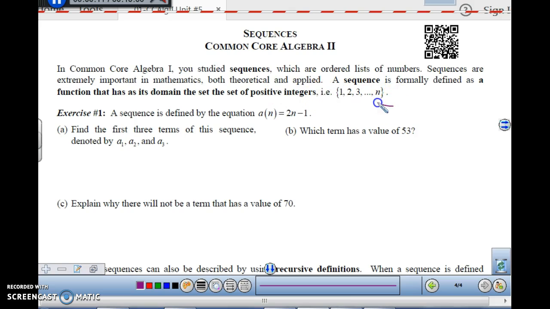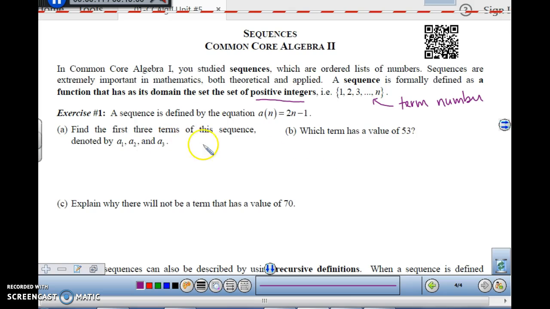Now, remember, the domain would be the term number that you are on. So the first term of the sequence, the second term of the sequence, the third term of the sequence, and on and on and on, however many terms that you happen to have. So your domain must be whole positive integers, because if you're naming something, this is term number 1, term number 2, it can't be negative. You don't have term number 1.5. It's always the term number, so it has to be a positive integer.